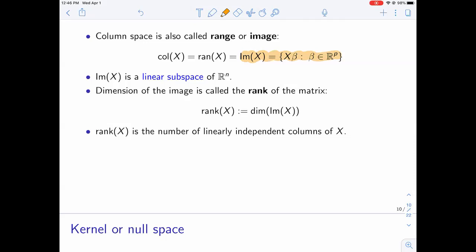Then we pick the smallest subset such that they are linearly independent and still span the image of X. Yeah, what I wrote is not quite right. The number of linearly independent columns is not a good statement.